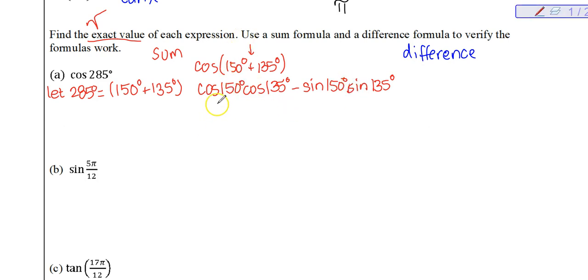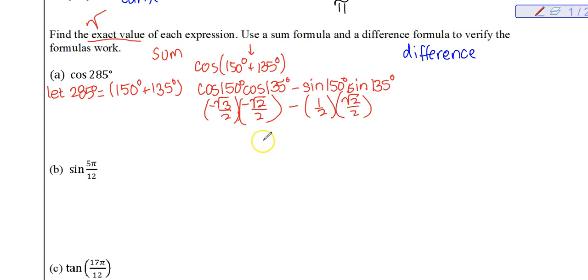Okay, so what's the cosine of 150? Exactly. It's got to be like negative square root of 3 over 2 or negative 1/2. I don't remember which one it is. Negative square root of 3 over 2. And the cosine of 135, I do remember this one, is negative square root of 2 over 2. So I'm going to multiply those two together. And the sine of 150 has to be 1/2, and the sine of 135 is positive square root of 2 over 2. So I get all those values. I know those. I got them memorized pretty much.